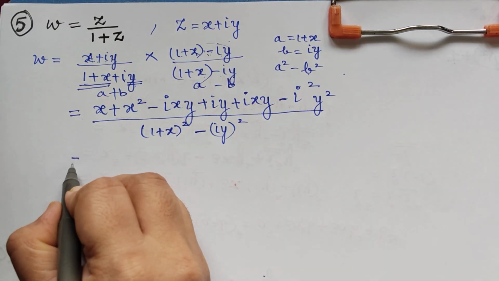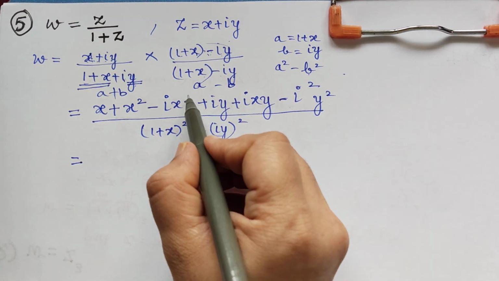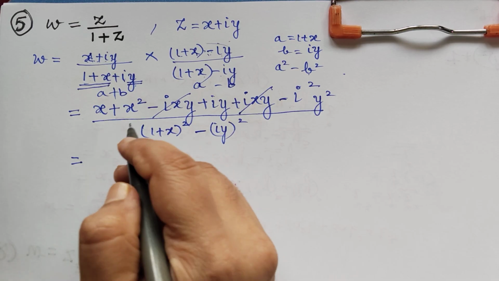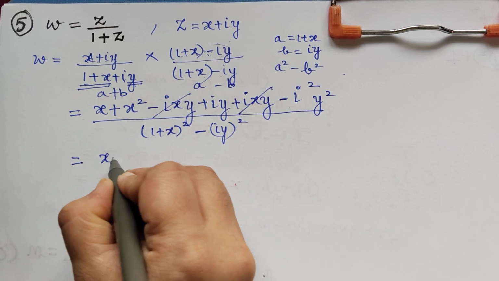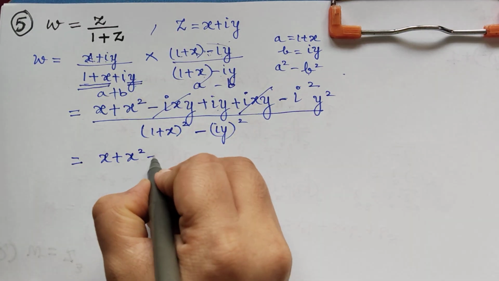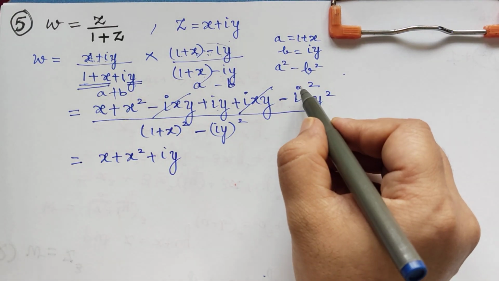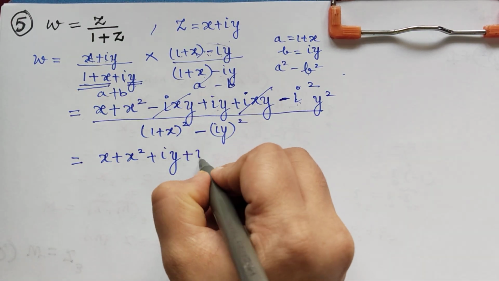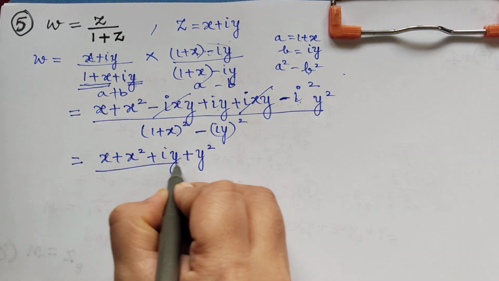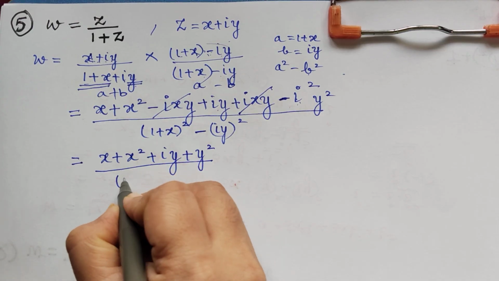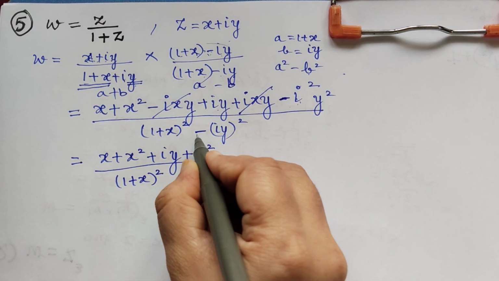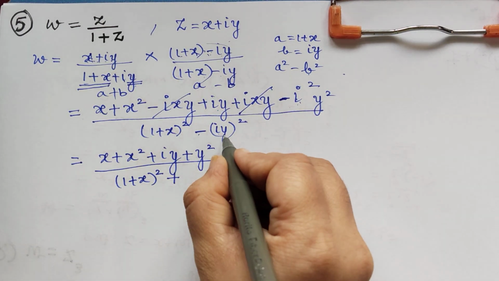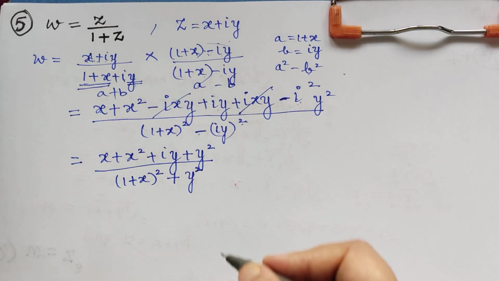So that is equal to, further, now in the numerator we can see that plus ixy and minus ixy gets cancelled, and we are left out with x plus x square plus iy, and then this i square becomes minus 1, and minus into minus becomes plus, so plus y square, divided by, and in the denominator we have 1 plus x the whole square, and i square is minus 1, minus into minus it becomes plus, and y square. So this is what we have in the denominator.